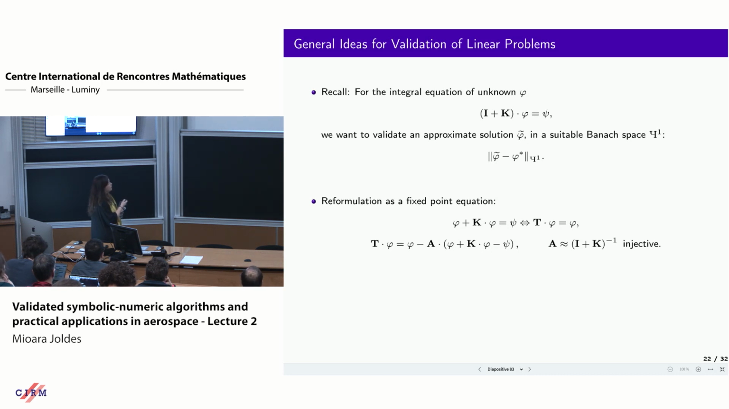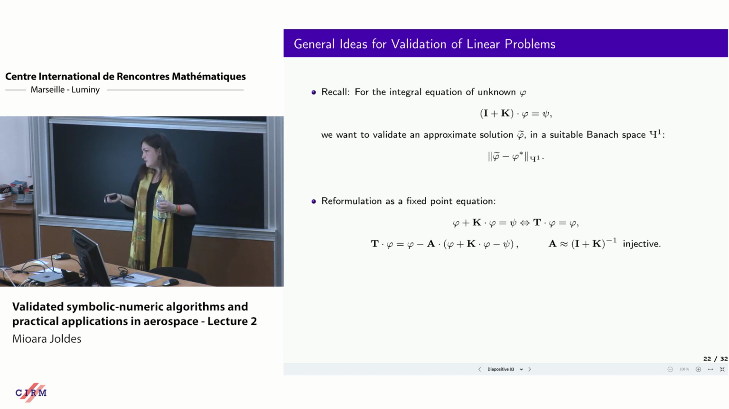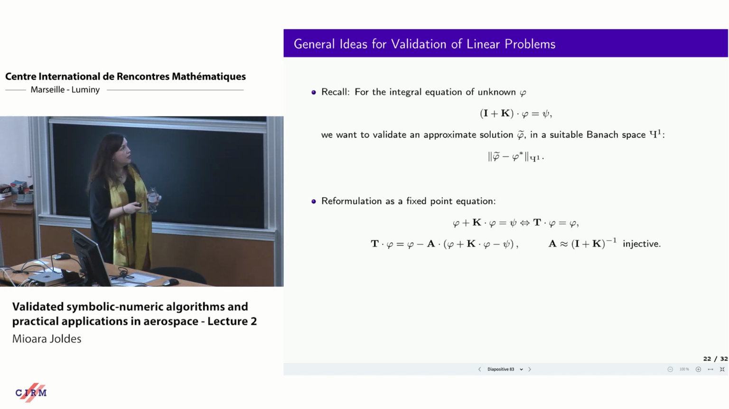So instead of, we cannot invert I plus K completely because it's infinite dimensional, but I can have K truncated at order n. So maybe I can invert I plus K_n numerically, and this will give me some A here. And it doesn't have to be the exact inverse of the truncation, just a sufficiently good one. And then I can try to apply the Newton-like method, and if I can apply the Banach fixed-point theorem, I have proven mine.